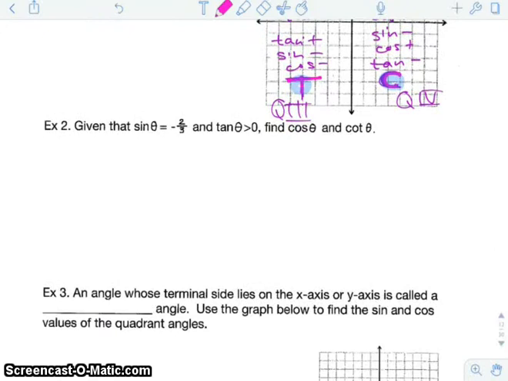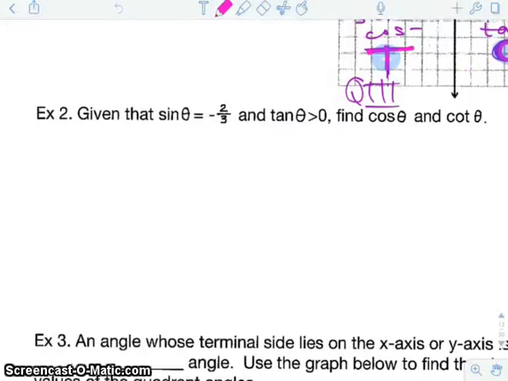So, given that sine of theta equals -2/3 and tangent of theta is greater than 0, it asks us to find cosine of theta and cotangent of theta. All right, I know that sine of theta is equal to y over r, so -2/3 is y over r.